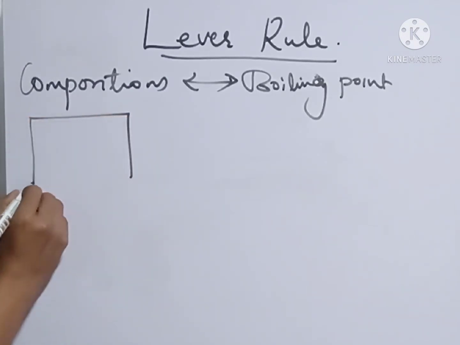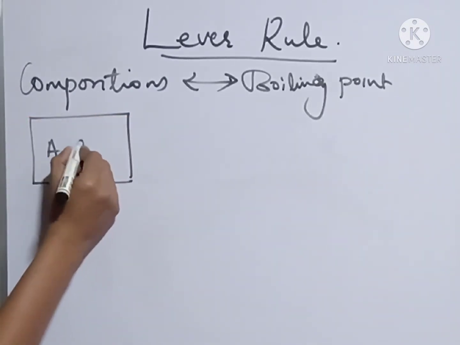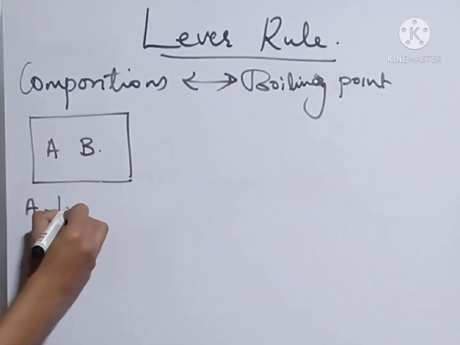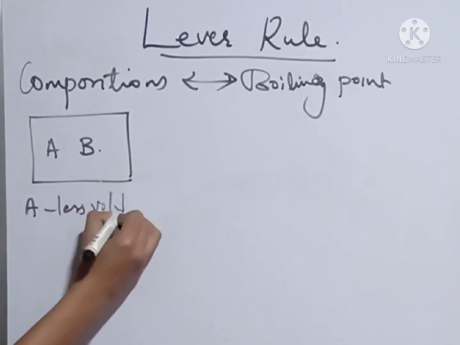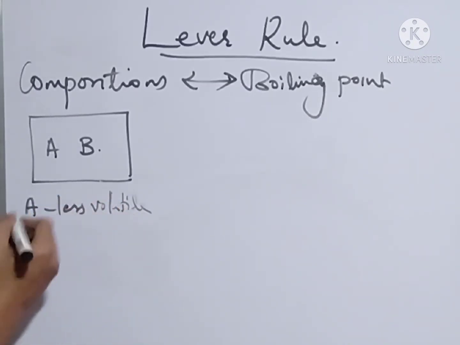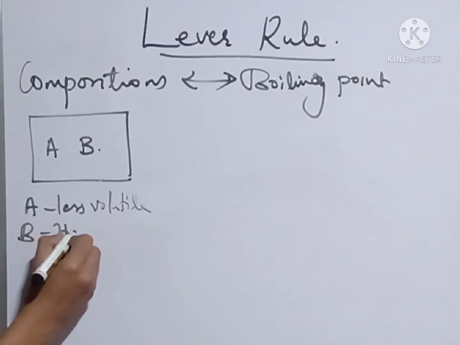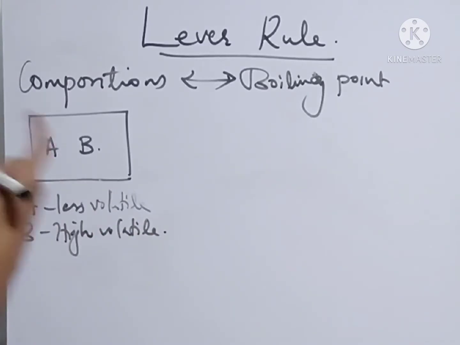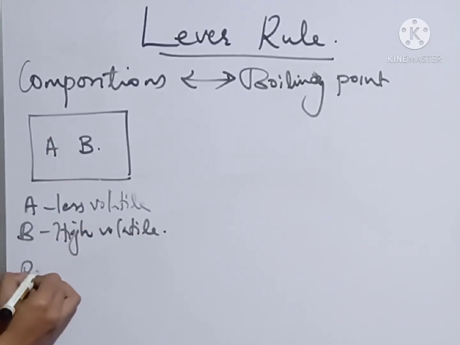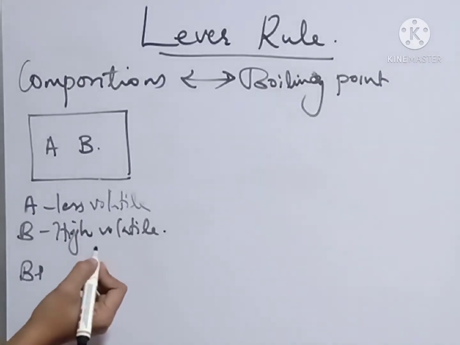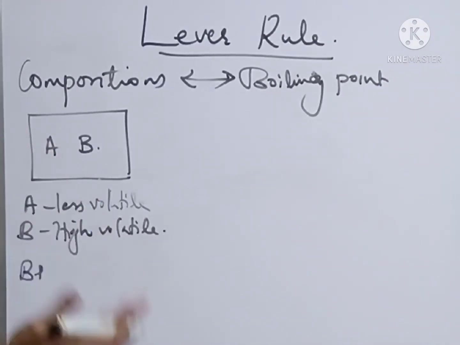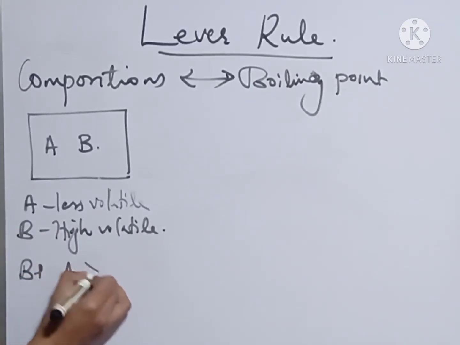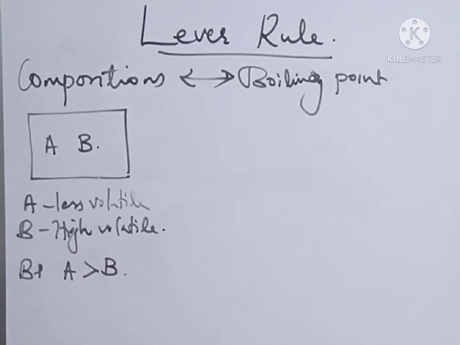Consider a binary liquid containing A and B. Imagine A is a less volatile substance and B is a highly volatile substance. We know the boiling point of the less volatile substance will be greater than the boiling point of the highly volatile substance. So the boiling point of A will be greater than B, right?